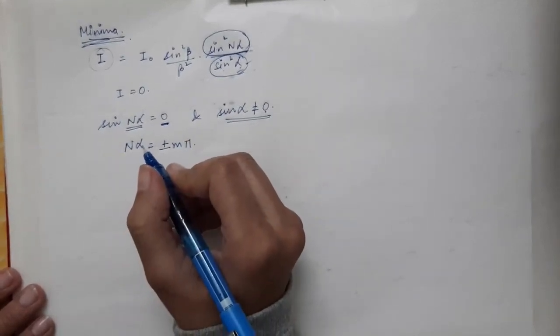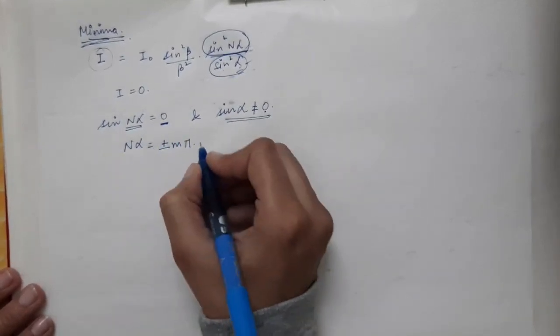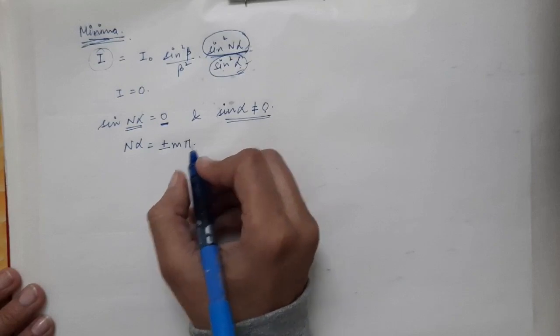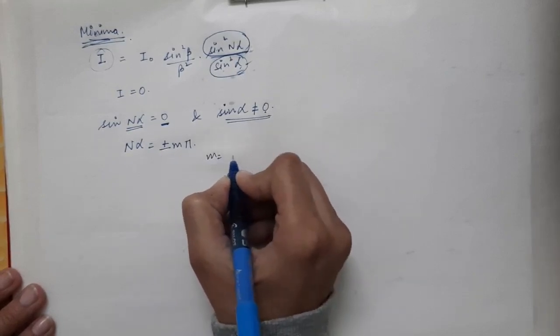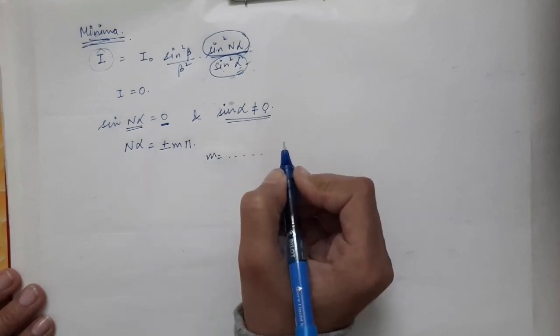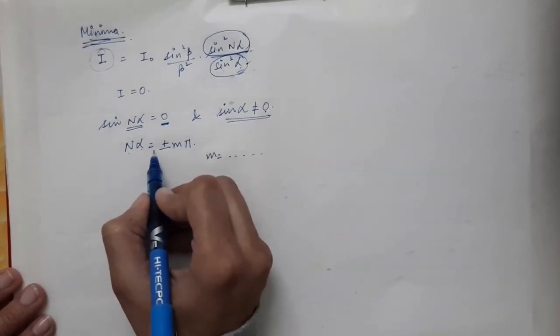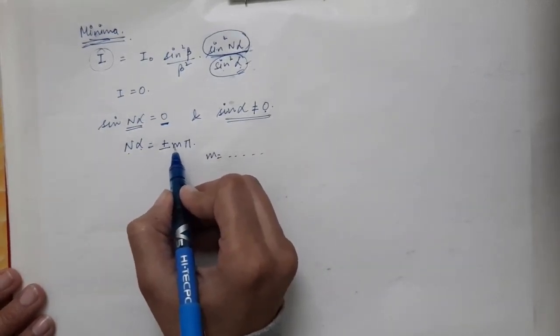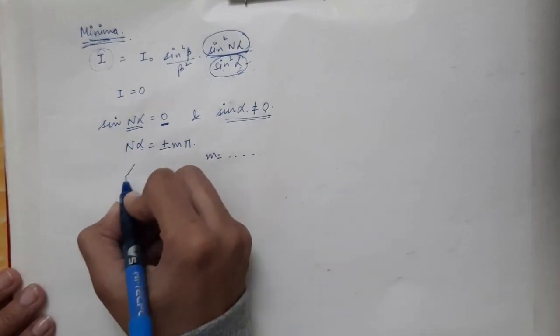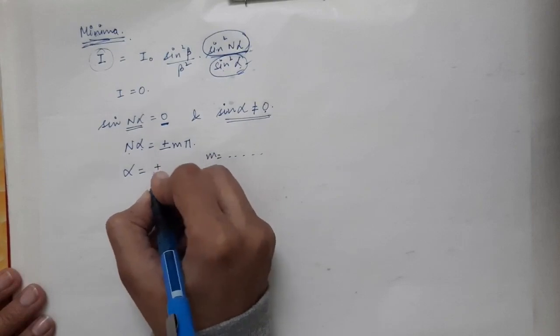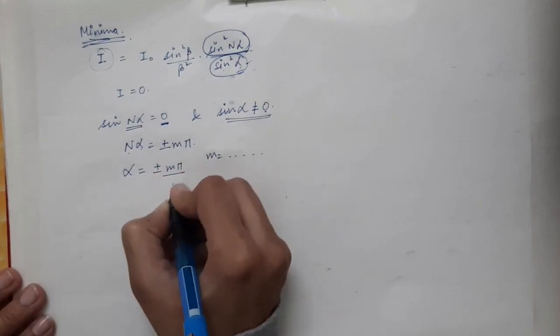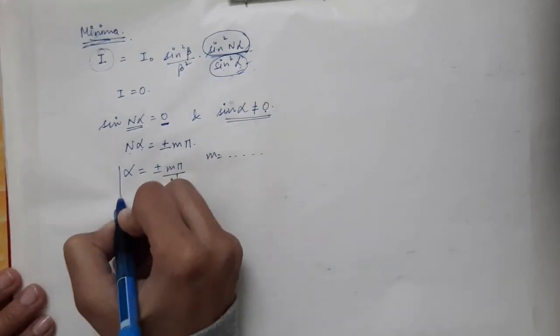So in the previous case we were using the variable n, the integer n was used. In this case we are using the integer m. So m will take various values: 0, 1, 2, 3. So n alpha will be equal to plus minus m pi. So from here, what will be the condition of alpha? That will be plus minus m pi divided by capital N.